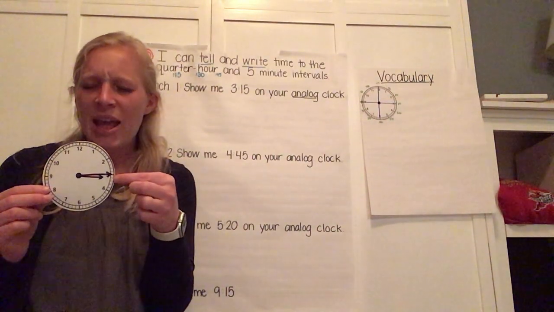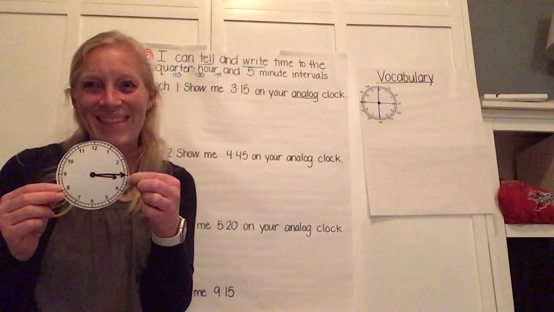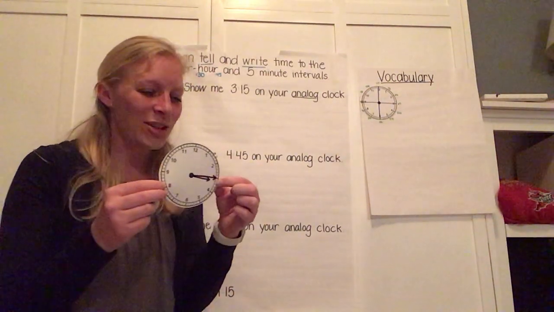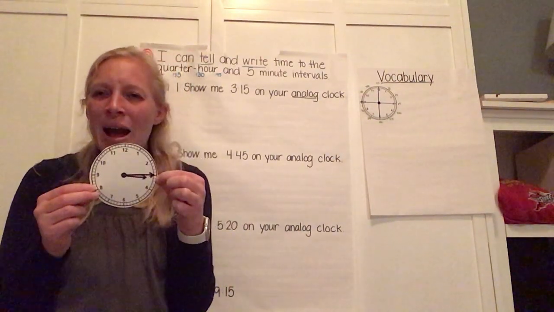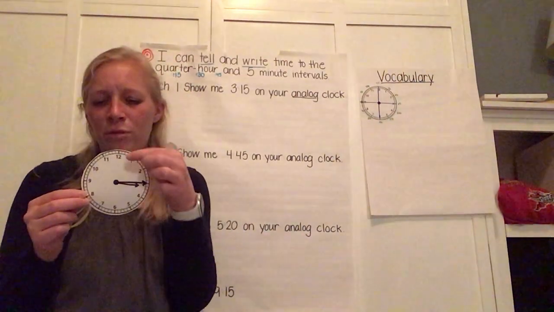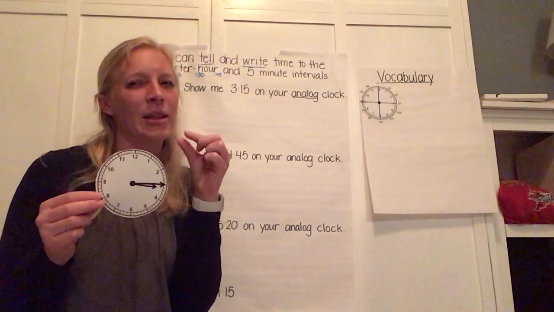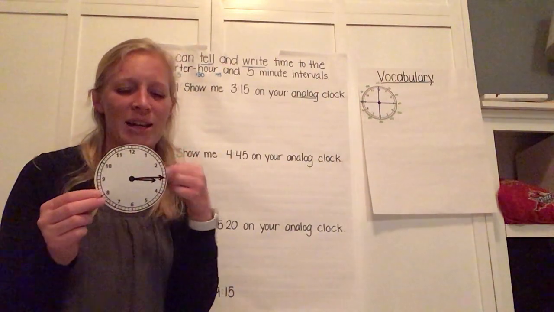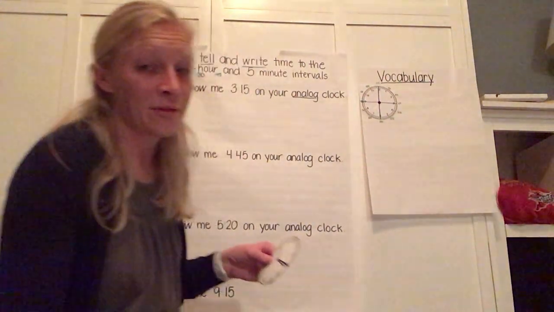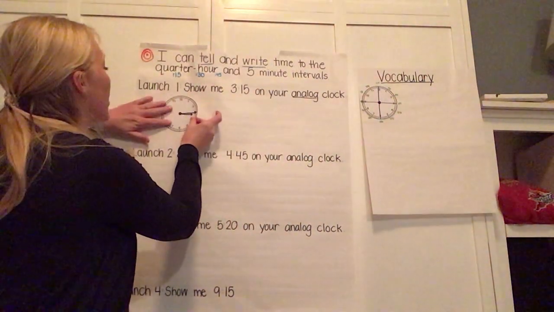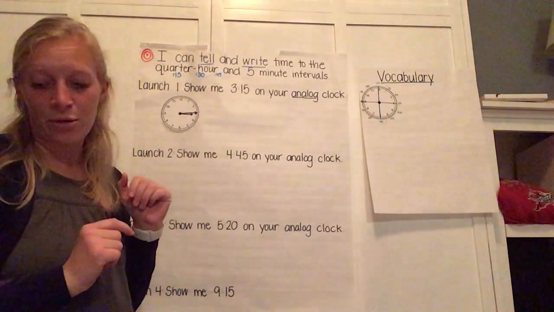Why is it just a hair after our 3? Because it is not right. It's not 3 o'clock anymore, is it? As my minute hand moved from my 12 to my 3, my hour hand did a little moving too, didn't it? Absolutely. So when I show 3:15, I want my hour hand to move a little bit there too.